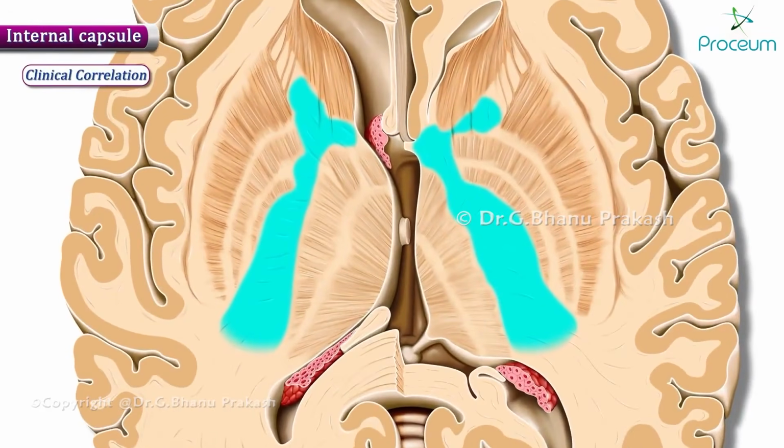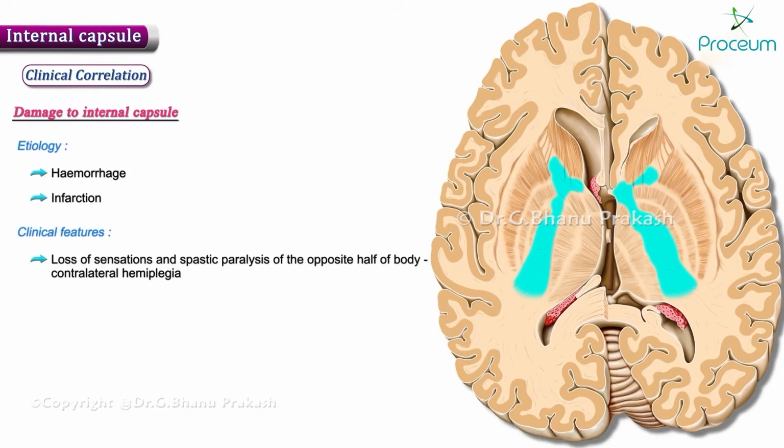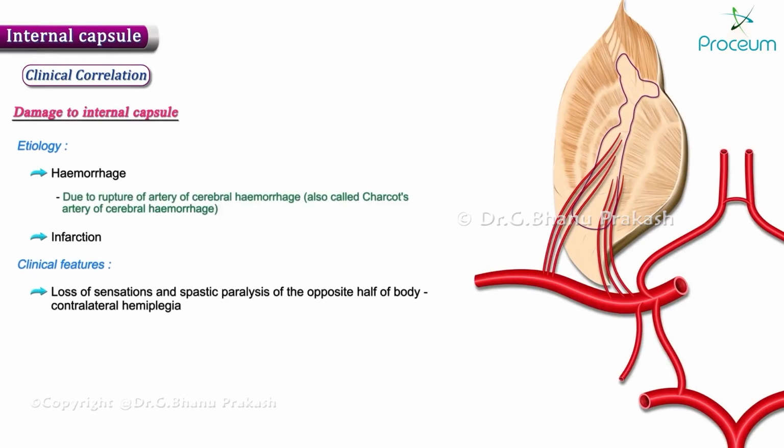Clinical correlation. Damage to the internal capsule due to hemorrhage or infarction leads to loss of sensations and spastic paralysis of the opposite half of the body, known as contralateral hemiplegia. The hemorrhage commonly occurs due to rupture of the artery of cerebral hemorrhage, also called Charcot's artery of cerebral hemorrhage, which supplies the posterior limb of the internal capsule.